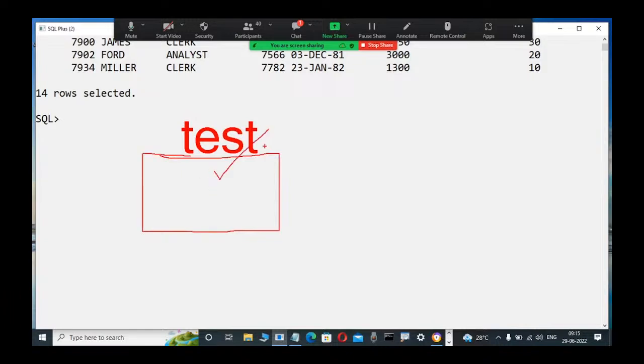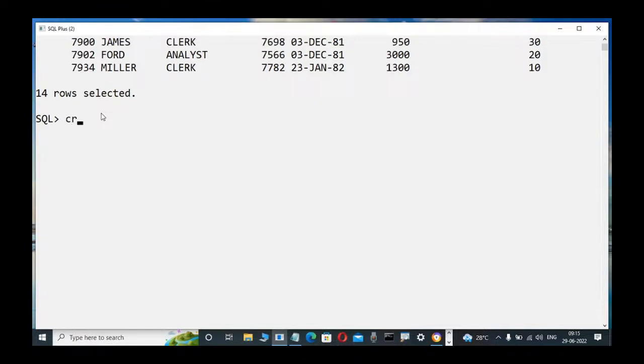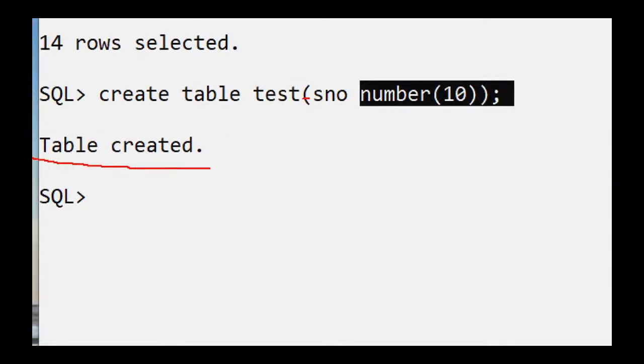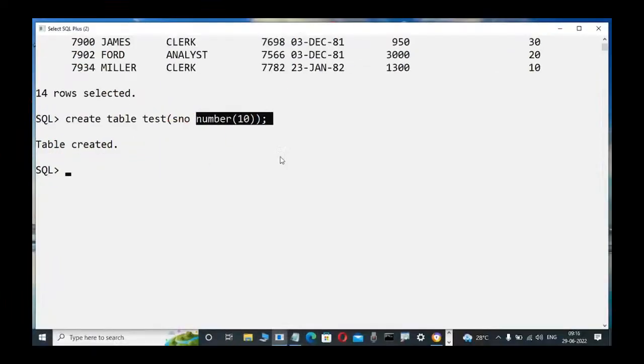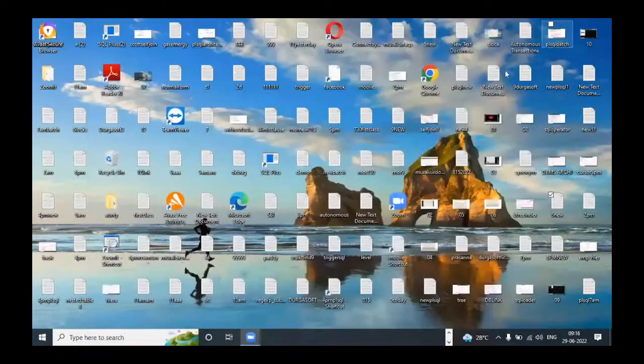In the future, you will also create tables. Do you have an idea what this is? Create table test, like this. Now, I'm creating this table. Whenever I create test as a table, the table is created. What is a table? Don't worry, we are creating it as an example. And now this table is stored in a database.